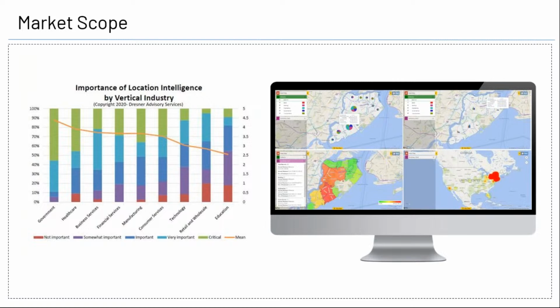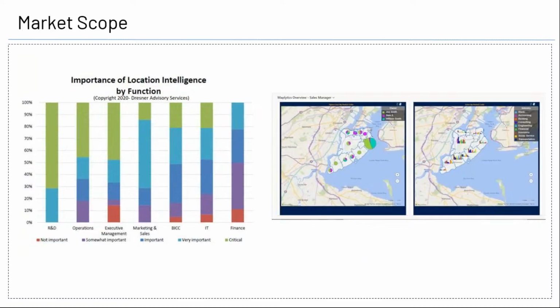Moreover, in any business, location intelligence is used by people in various job functions. It's not just limited to the C-level corporate leaders of the company, but also people in R&D, operations, marketing and sales, and many other job functions. And they are also utilizing the location information in their day-to-day life.